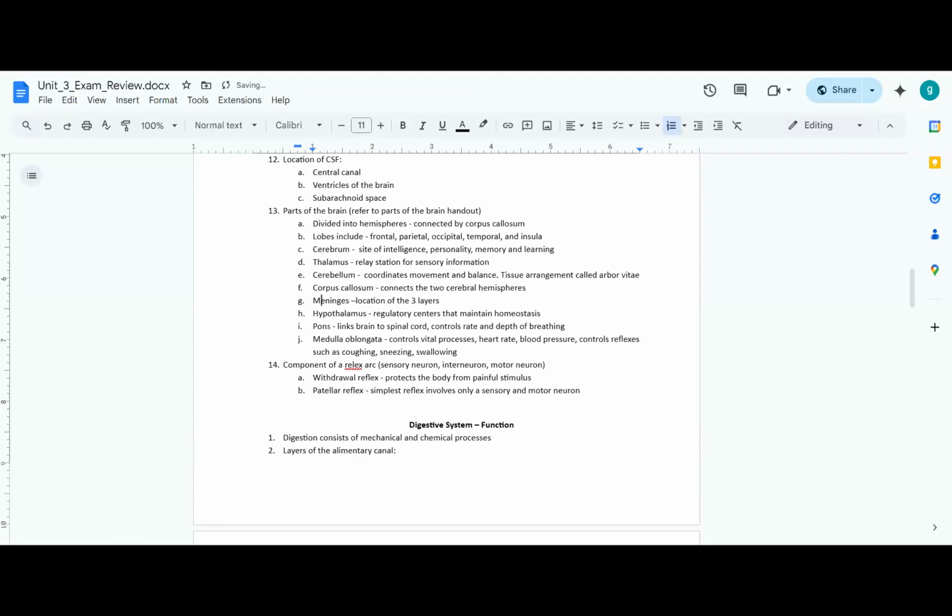Meninges. Okay, location of three layers. It's easy. Brain and spinal cord.